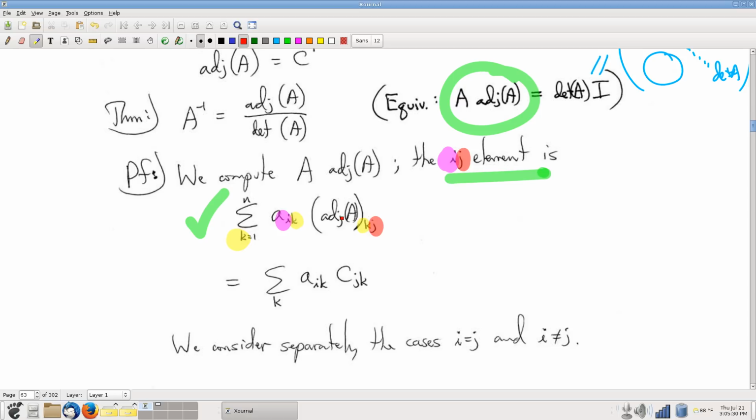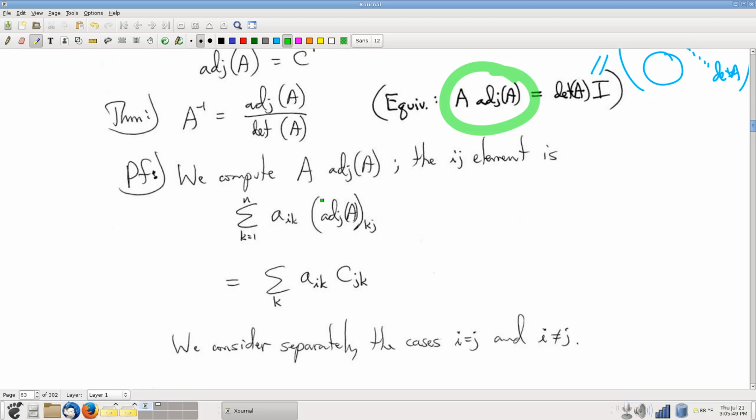This is our old point of view. Corresponding row of the left matrix dot product corresponding column of the right matrix. Okay, writing it in sigma notation.